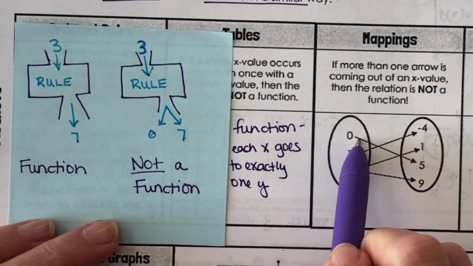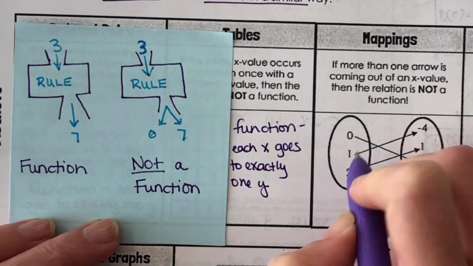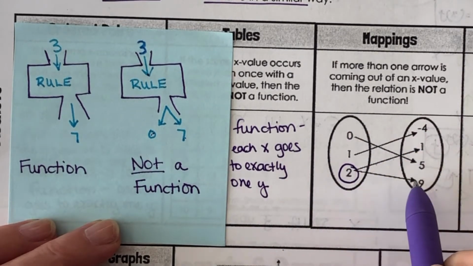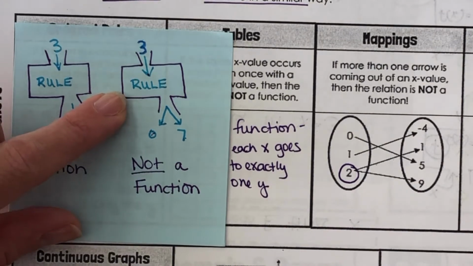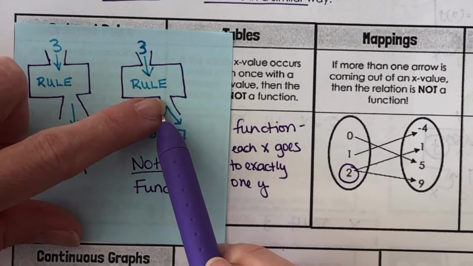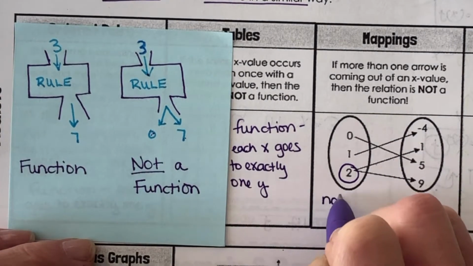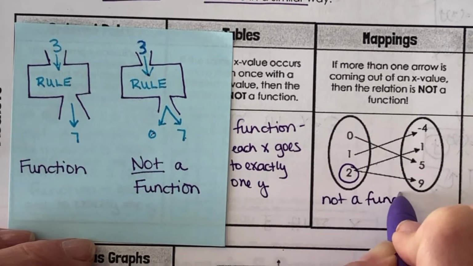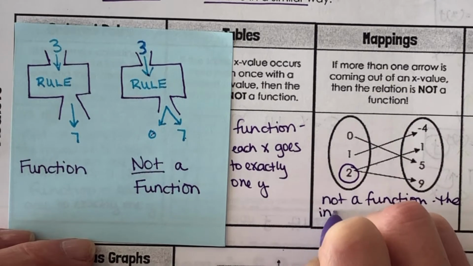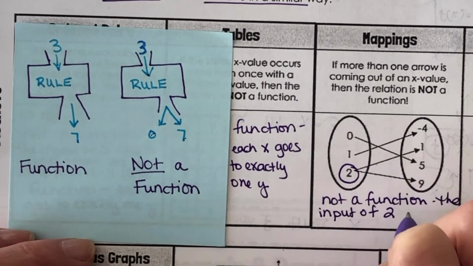So here's an input, it's going to one output. Here's an input, it's going to one output. Uh-oh. Here's an input, and it's going to two outputs. So that's an example where it looks like this. I plopped in a 2, and out came a 5, a 1 and a 9. So that is not a function. The input of 2 is going to more than one output.